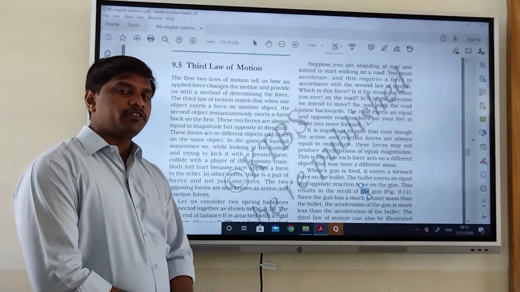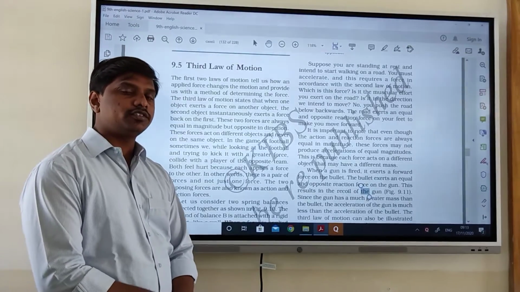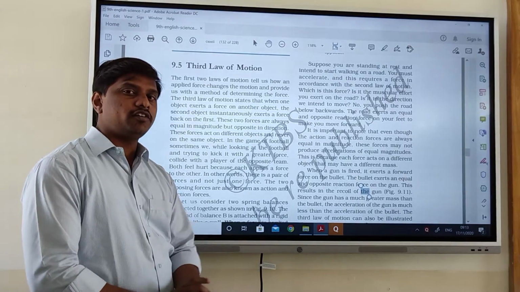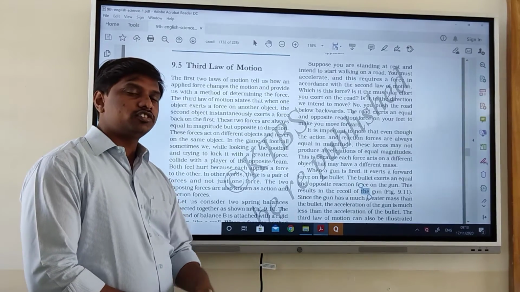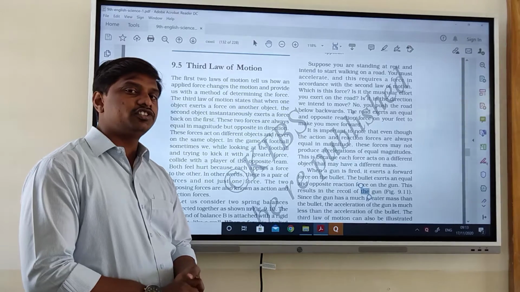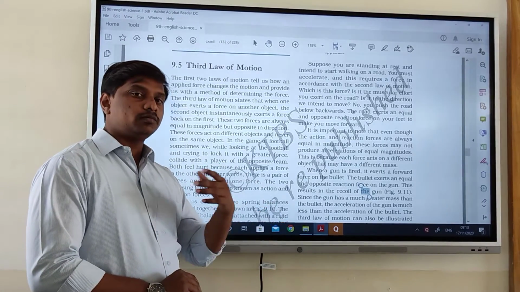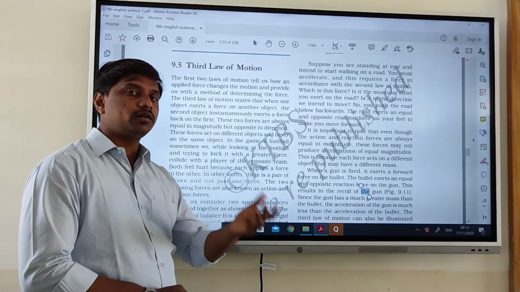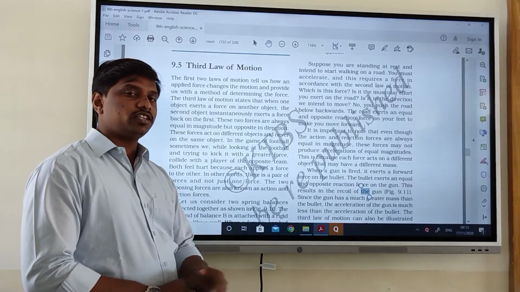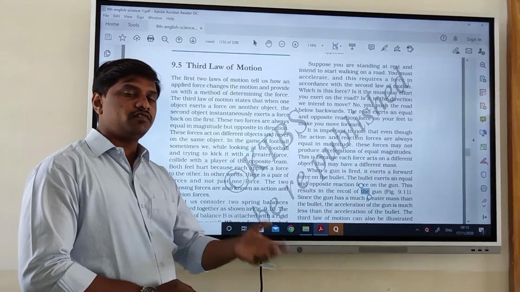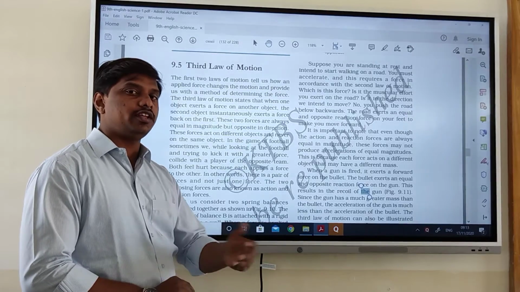In this chapter we have discussed what happens when force is applied on any object. When force is applied on any object, its shape or size can change, it can come to a rest position, or it can come into motion. So these are the different effects whenever we apply force on any object.